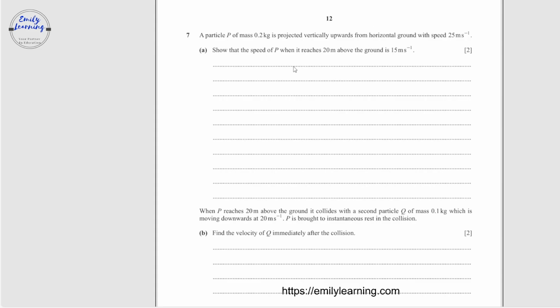So we know that this is a particle. It is moving upwards, right? So this is P, moving upwards. The initial speed is 25 meters per second. After it is displaced upwards by 20 meters, they are asking us to find V. Okay, so we want to find V.